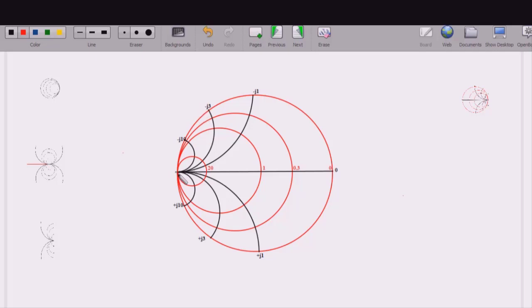Now the upper arcs are representing inductive susceptance. That's why you can see that the values are negative, -10, -3, -1. So this represents inductive susceptance, and the lower arc here represents capacitive susceptance. So the larger the value, the smaller will be the size of the circle or the size of the arc. Smaller the value, larger will be the size of the arc.